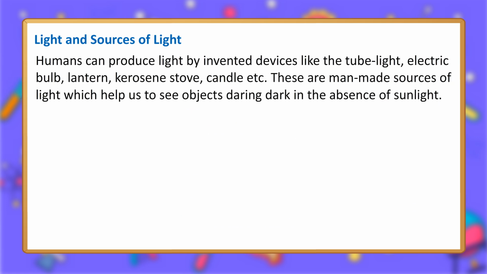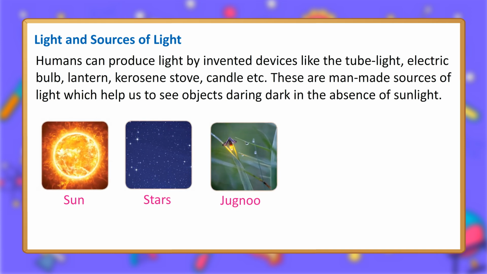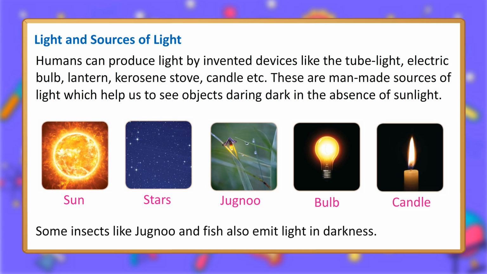Humans can produce light by invented devices like the tube light, electric bulb, lantern, kerosene stove, candle etc. These are man-made sources of light which help us to see objects in the dark, in the absence of sunlight. Sun, stars, jugnu, bulb, candle. Some insects like jugnu and fish also emit light in darkness.